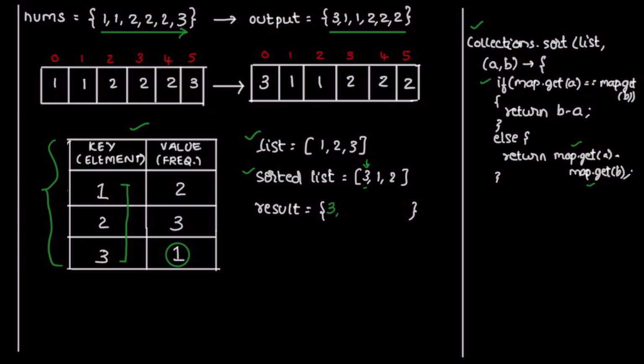It will go on to the next element. It will get the frequency of 1. Frequency of 1 is equal to 2. So 1 will be printed 2 times. The next element is 2. It will get the frequency of 2. Frequency of 2 is 3 inside the map. So 2 will be printed 3 times as the output. So here, as you can see, this is the output.